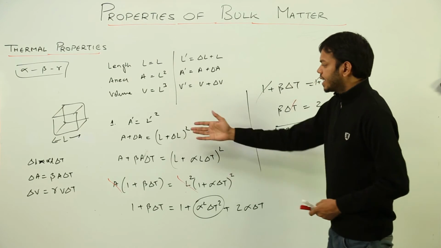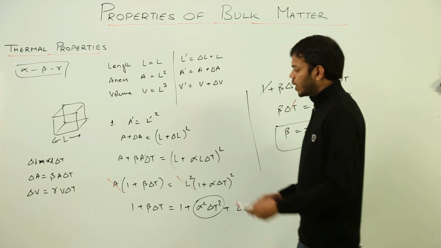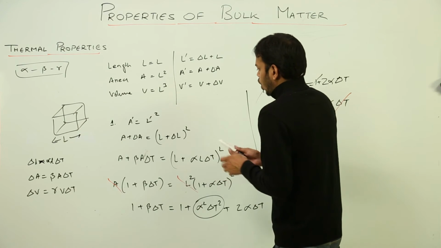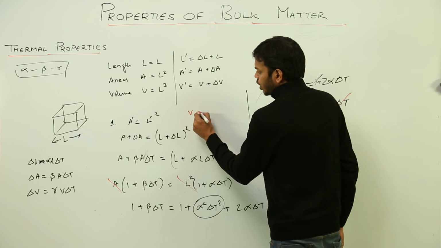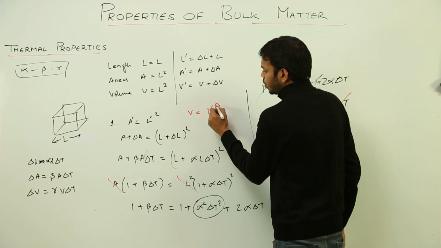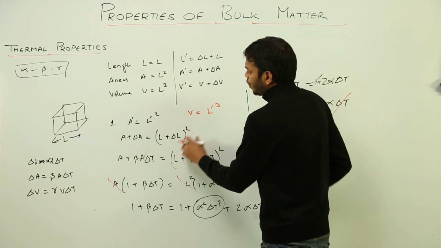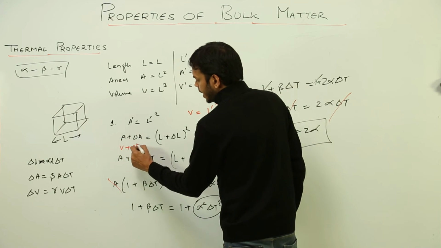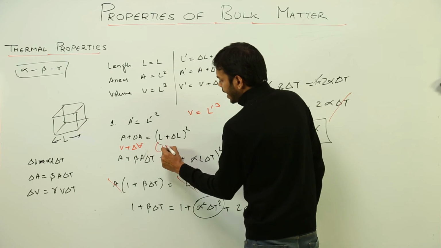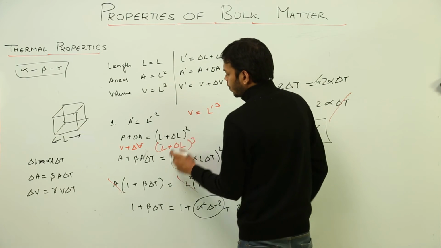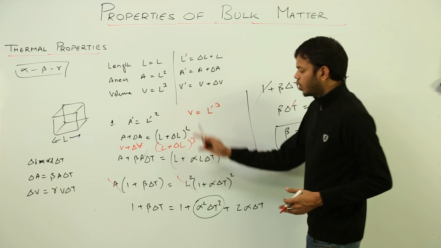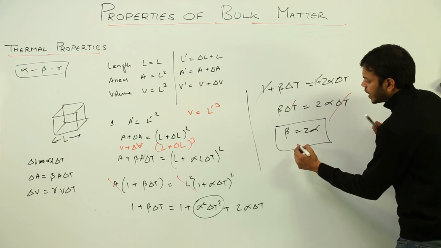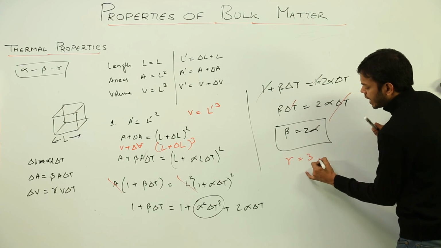Similarly, as I did this expression, in the same way you can start with volume is equal to L dash cube, and then instead of V dash you can write V plus delta V, and here you can write L plus delta L whole cube. Expand it, take the common out, do everything the same, and at the end you will get gamma is equal to 3 times alpha.